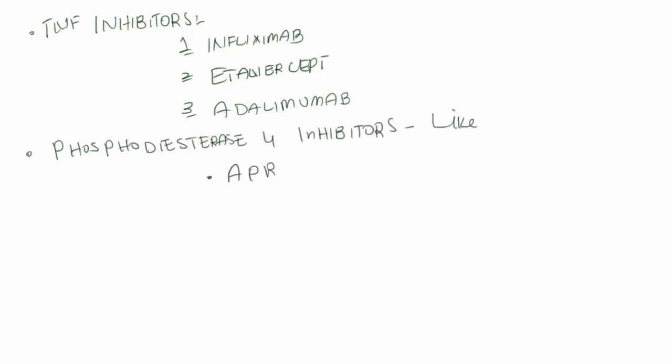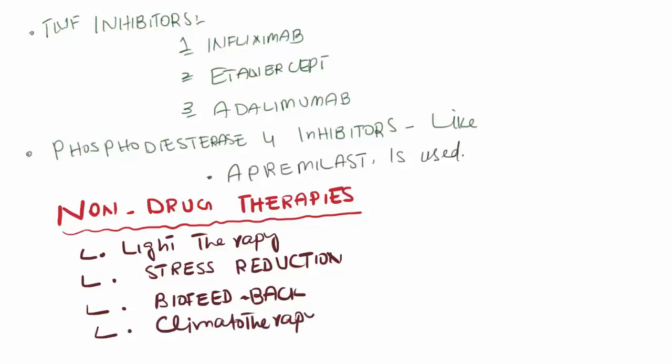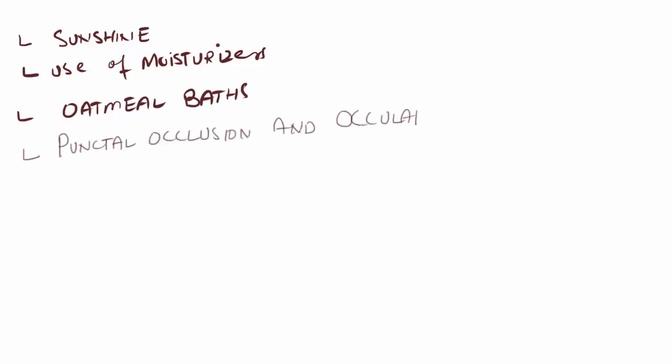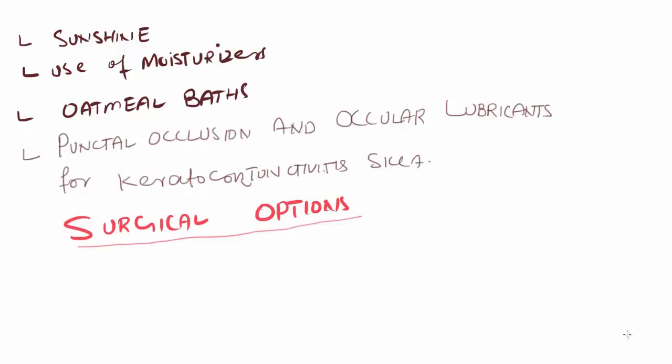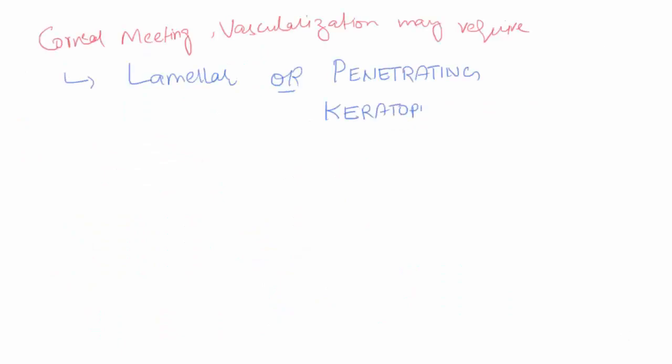What are the non-drug therapies? They include light therapy, stress reduction, biofeedback therapy, climatotherapy, sunshine and moisturizers, oatmeal baths, punctal occlusion and ocular lubricants for keratoconjunctivitis sicca. Now what are the surgical options? Ocular complications like trichiasis and cicatricial ectropion usually require surgical treatment. Corneal neovascularization may require lamellar or penetrating keratoplasty.